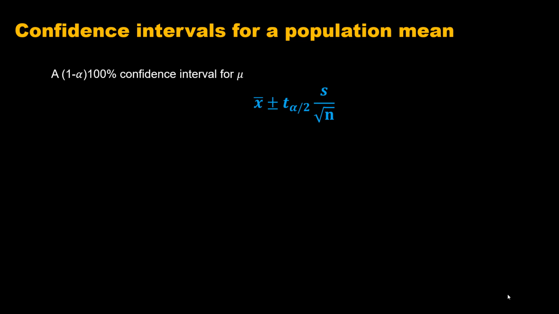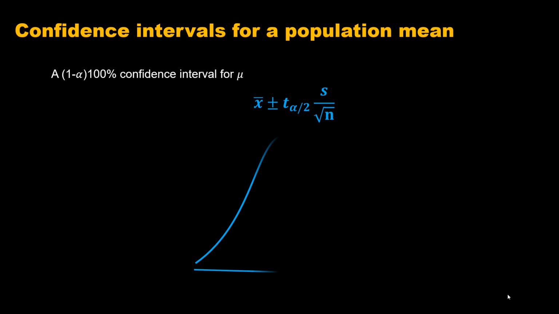The 1 minus alpha times 100% confidence interval for mu. We know it is x bar plus or minus t alpha over 2 s over root n. So again, x bar is the sample average, s is the sample standard deviation, n is the sample size. So t alpha over 2 is the critical value. So how do we find the t alpha over 2? That should be our next question.